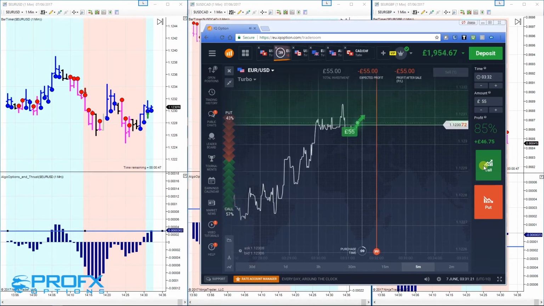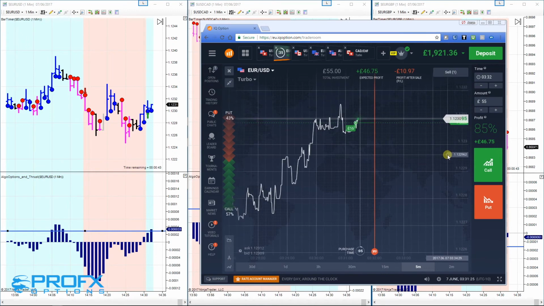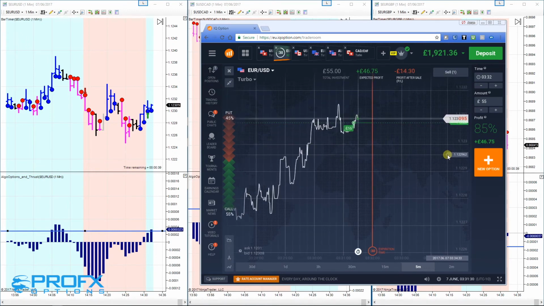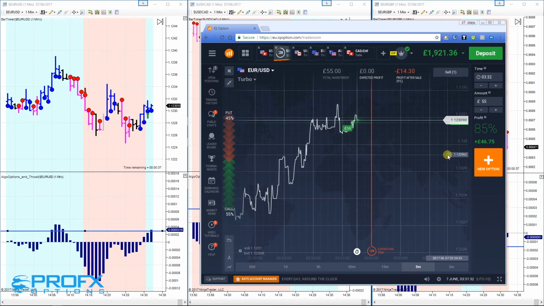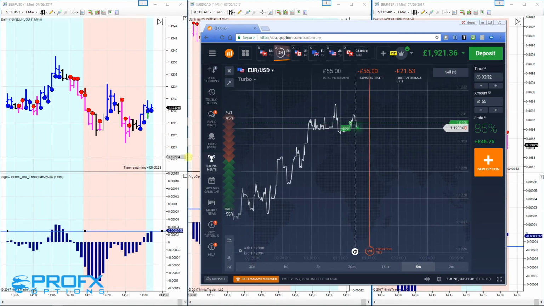So there, we're in. Okay, so I didn't press the button straight away. I was patient and I waited to see that thrust being broke. Okay, that resistance on the thrust being broke. After that, I took the trade.